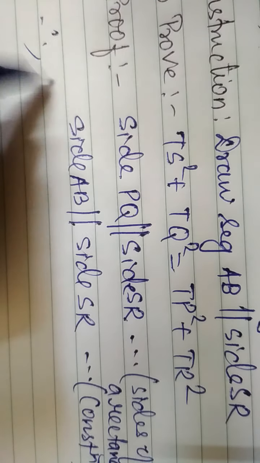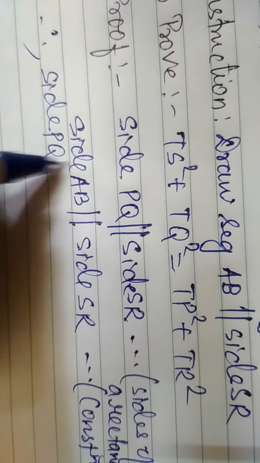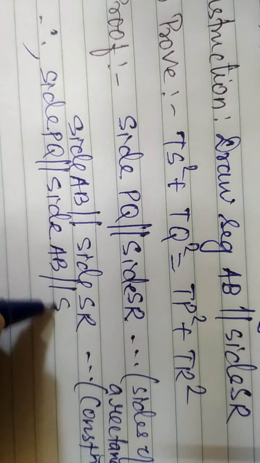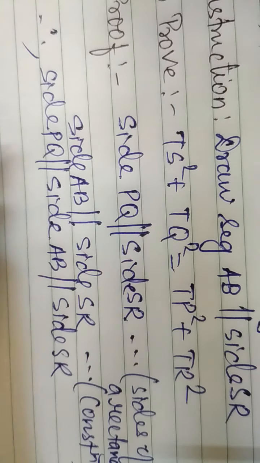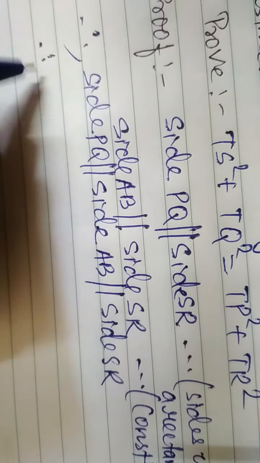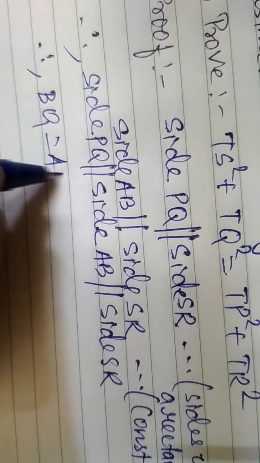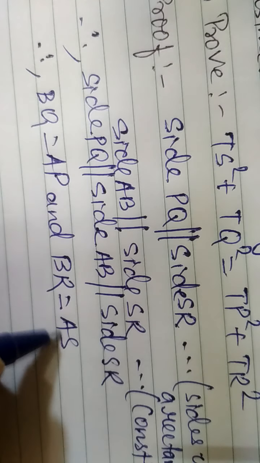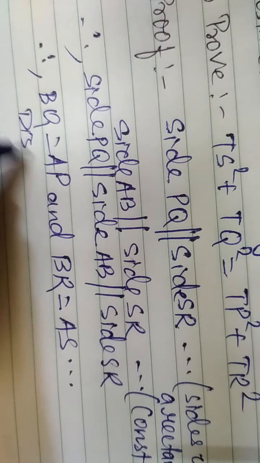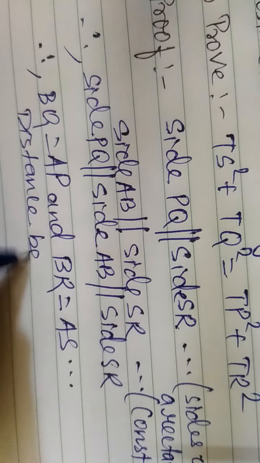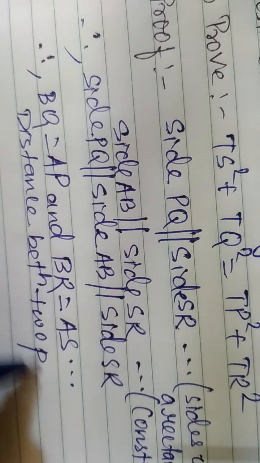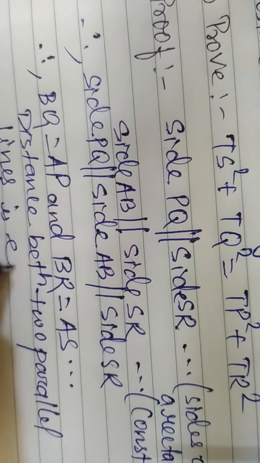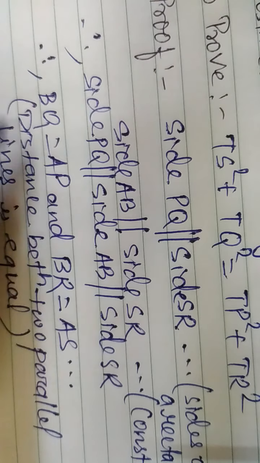So what we got now? Side PQ is parallel to side AB, AB is parallel to side SR. Correct? Therefore, what we can write here, BQ equals AP and BR equals AS. Why? Because the distance between two parallel lines is equal. So this is the reason behind this.